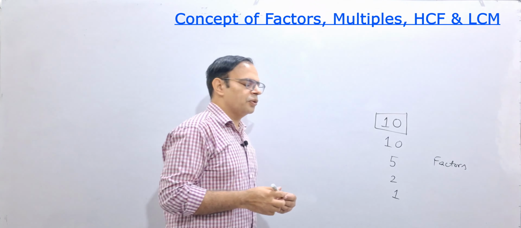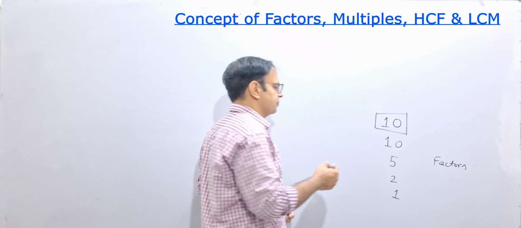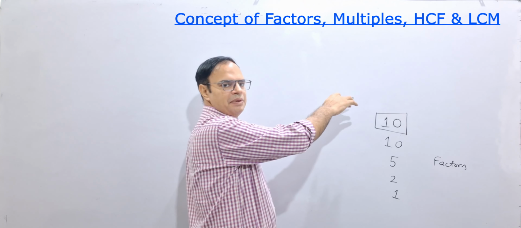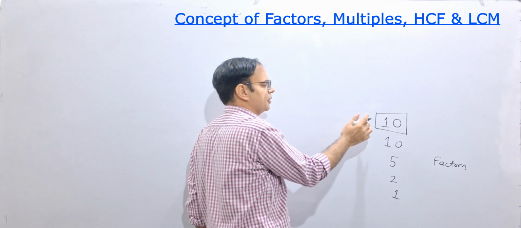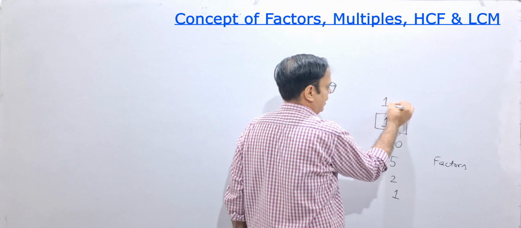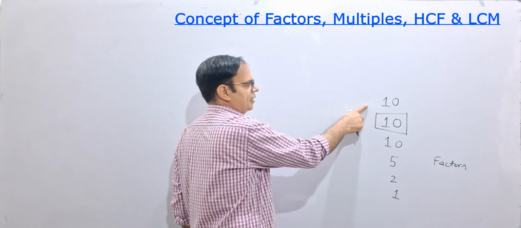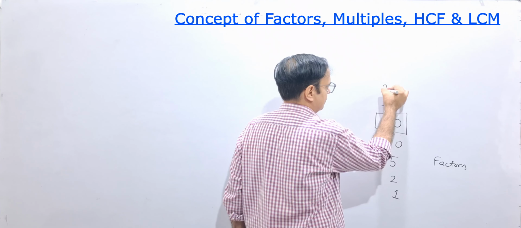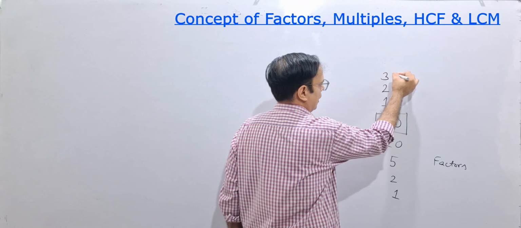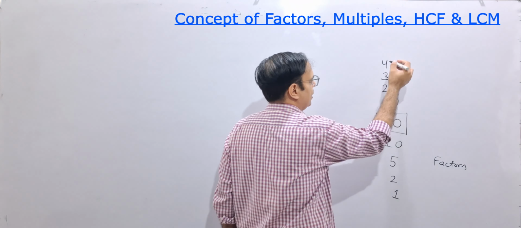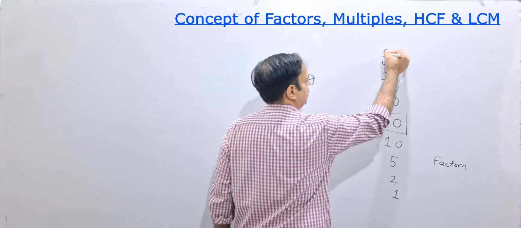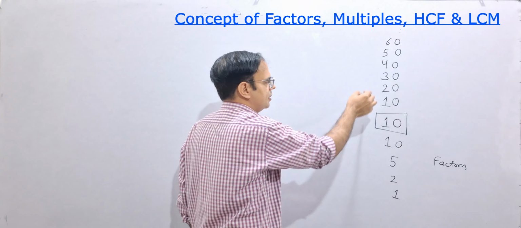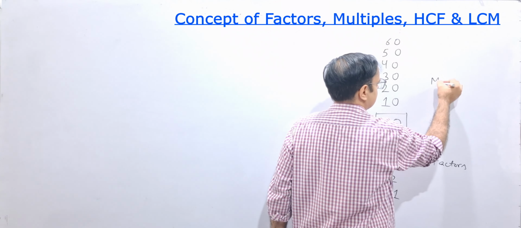Now take the concept of multiples. What are multiples? Multiples are those numbers equal to or greater than this number which can be perfectly divided by the given number. First we take 10. 10 can be divided by 10 perfectly, not in decimal places. 20, 30, 40, 50, 60 and so on. All these are called multiples.